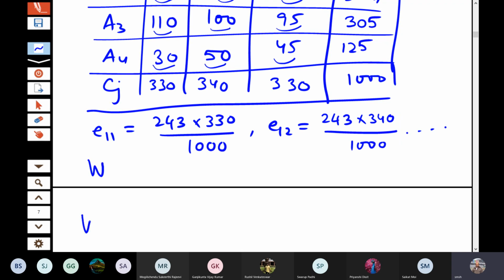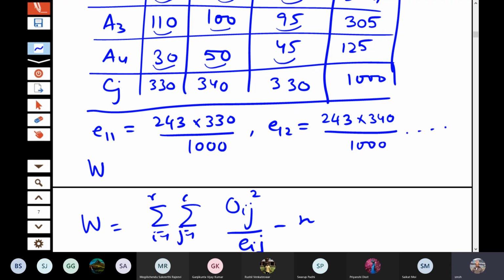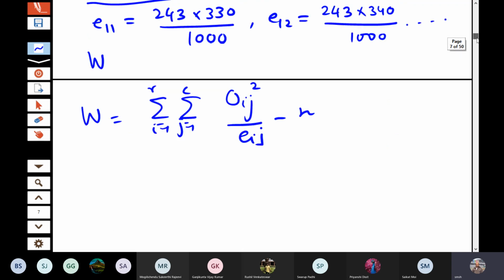Now W can have another simplified version also. We can expand that, and the formula becomes the sum over i equal to 1 to r, j equal to 1 to c. So this is the simplified version also. Whatever is convenient, this is basically a computational problem. So one can calculate this.